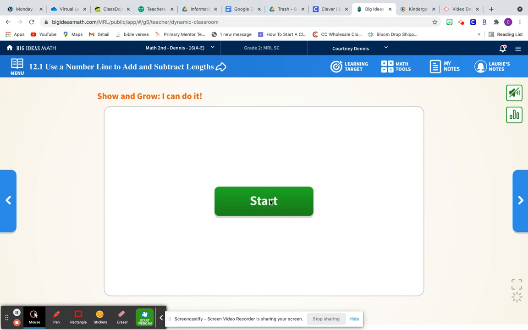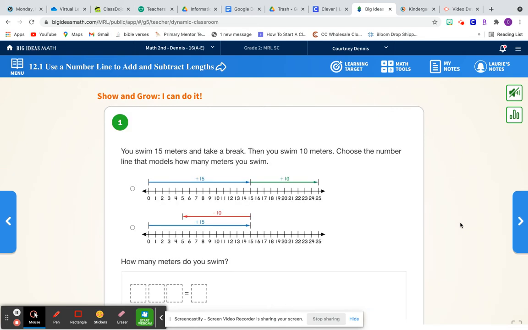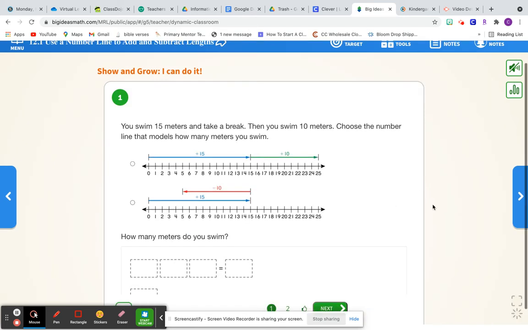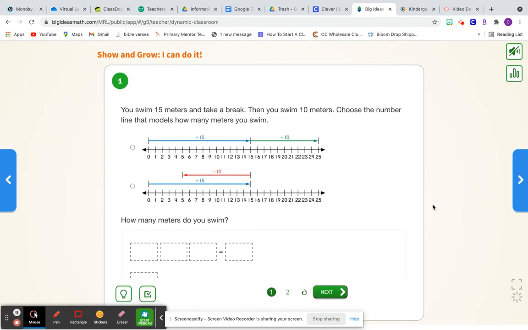All right, let's look at a few examples before we move on to our practice for today. Remember to make sure you're doing your practice in your big ideas through Clever. So you sign in through Clever and go to your big ideas so that I'm able to go back and check your answers.